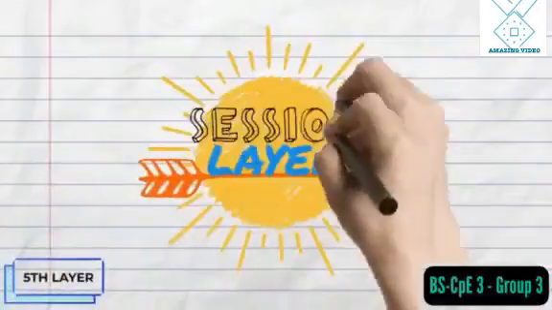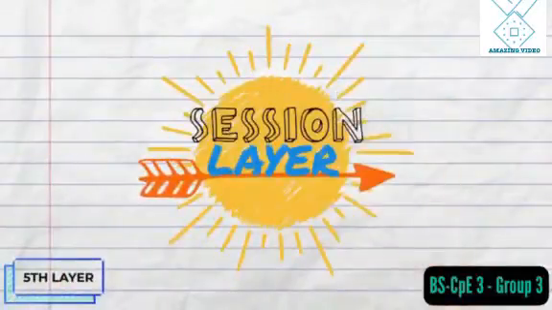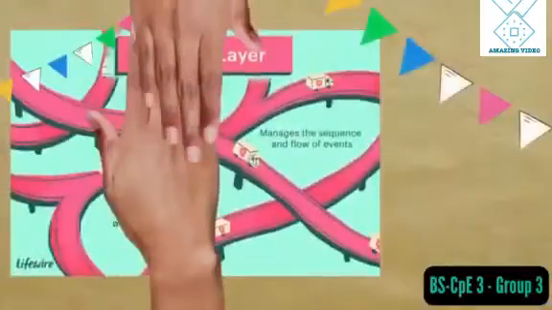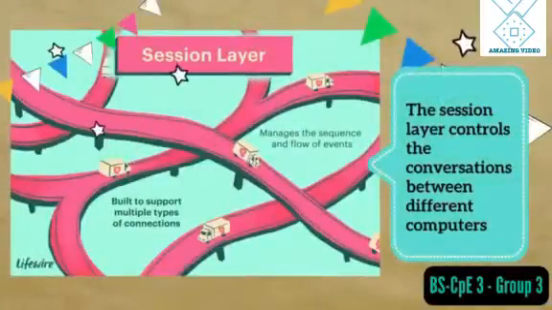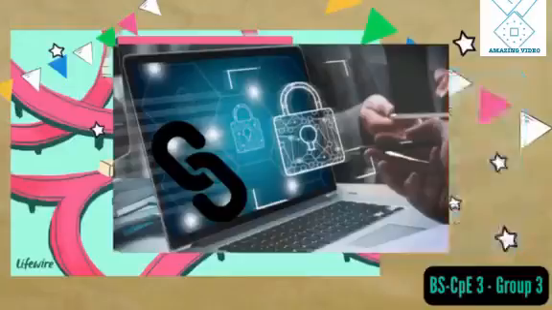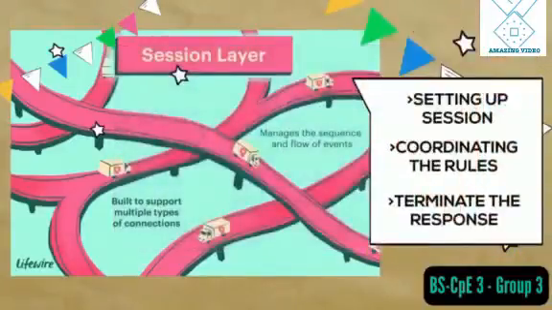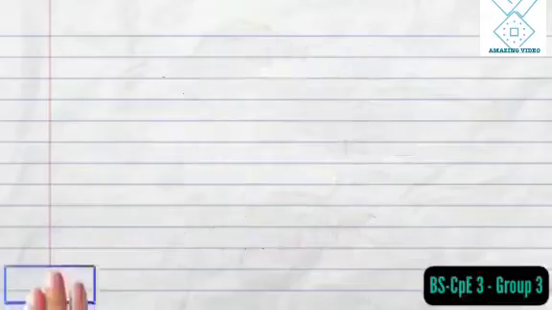The fifth layer of the OSI model is the session layer. The session layer controls conversations between different computers. A session or connection between machines is set up, managed, and terminated here. Session layer services also include authentication and reconnections. It also handles setting up sessions and coordinating the rules for communications, such as how long to wait for a response and how to terminate it.